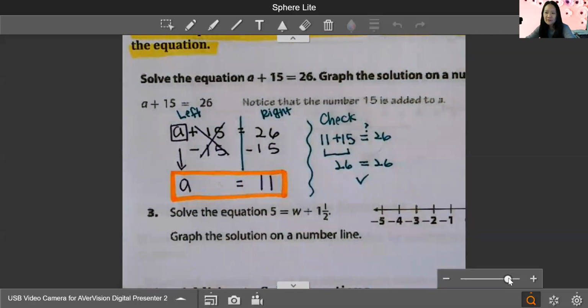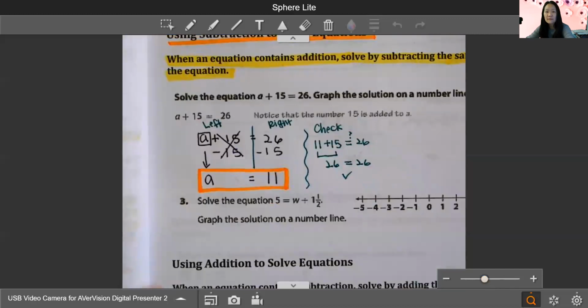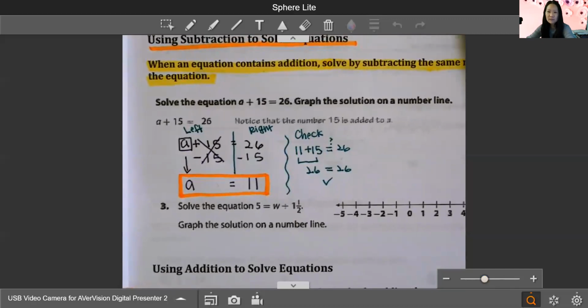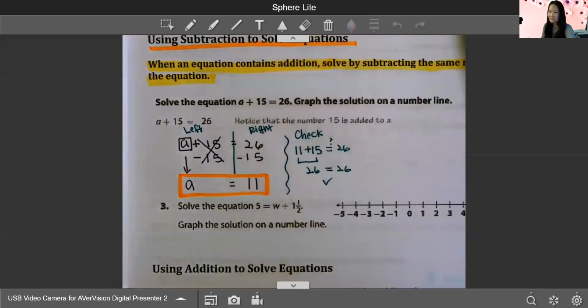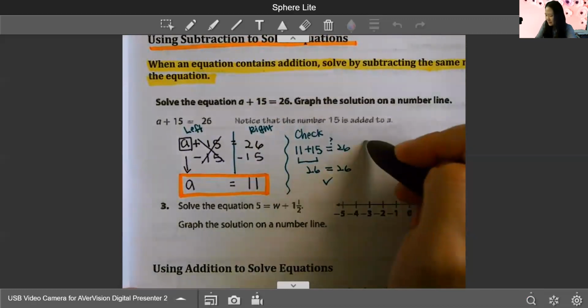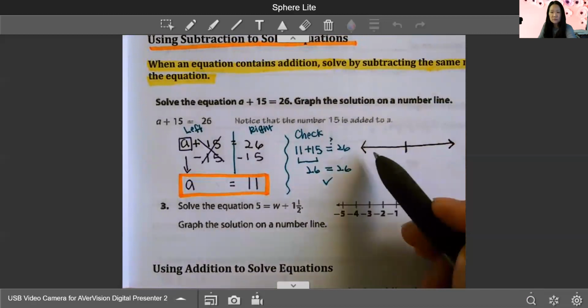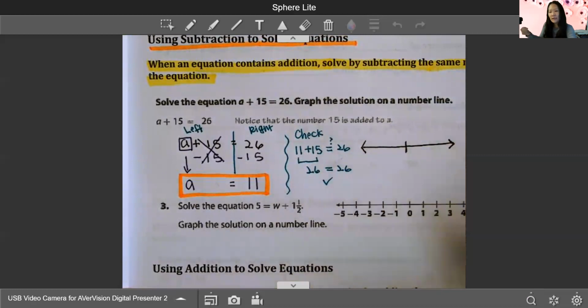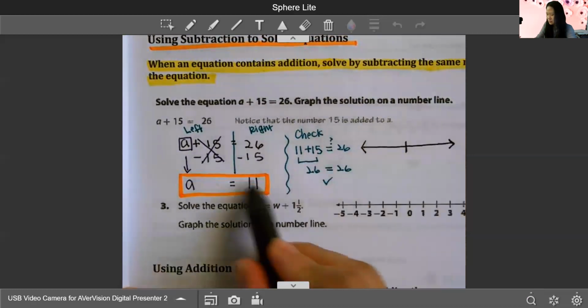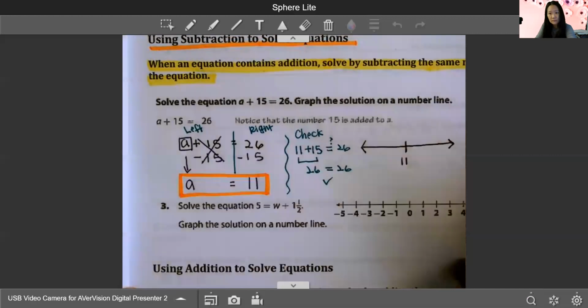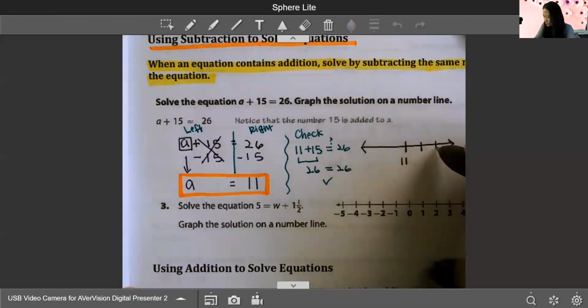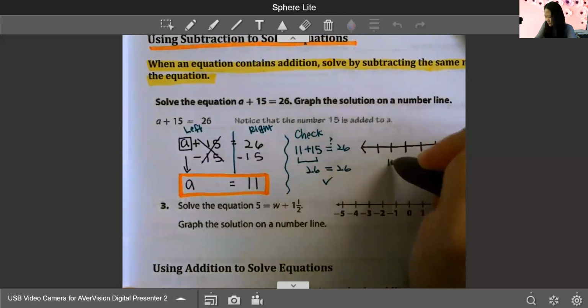Now, if you notice, it also says to graph the solution. And graphing the solution on a number line is very easy. First, I'm going to draw a number line right here. What I always like to do is not start from 0, because then I have to go all the way to 11. So since I know the answer is 11, I like to put it in the middle, and then just a couple numbers to my right and a couple numbers to my left.